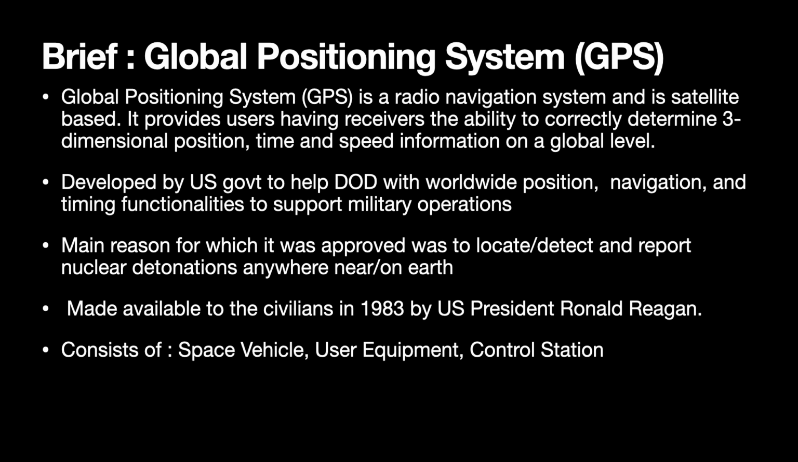The second part is the user equipment. The user receives and compares the time of a signal sent by a satellite to the time it receives it. This time difference, combined with the location of the satellite, allows the receiver to determine the location of the receiver, that is the user.